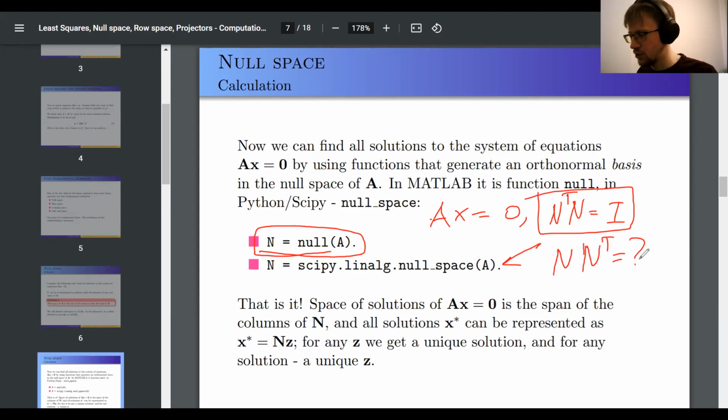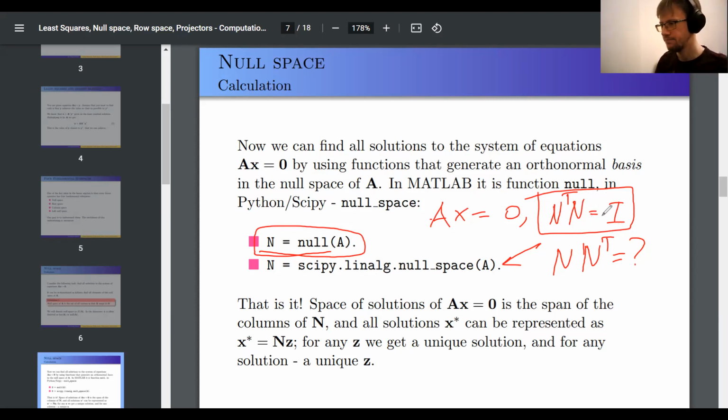This is not necessarily true. You don't know what it is. So it's important to keep it in mind. Okay, what is N here? It is the null space, right? Yeah, null space. But that is true for all orthonormal matrices. So as long as a matrix is orthonormal, this is true, but this doesn't have to be true.